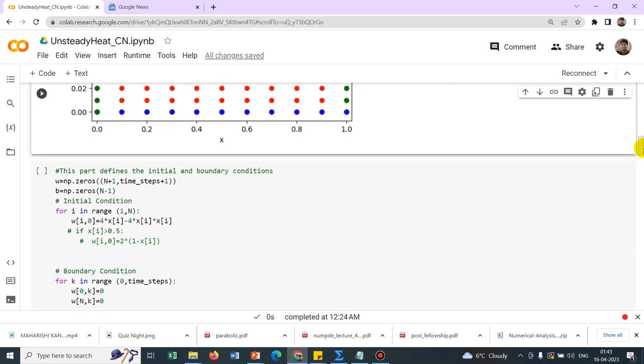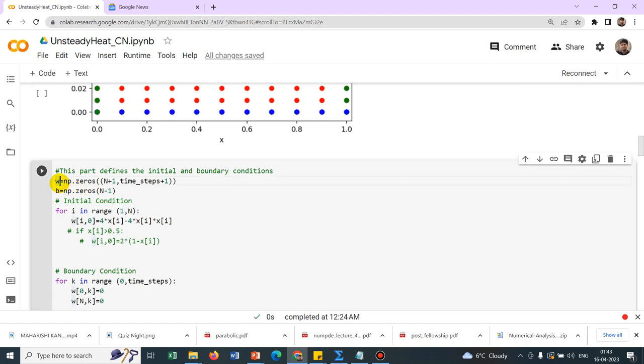Now in this particular case, we are defining the initial condition. Suppose this W means T, basically in this particular code we have represented T by W, but you can also represent it by T. So W equal to np.zeros. So basically initially all the matrix is initialized with zero. Similarly, the B matrix, because B is coming from, if you remember, bj and bj plus 1 were there. So in this B vector, we are basically putting those values.